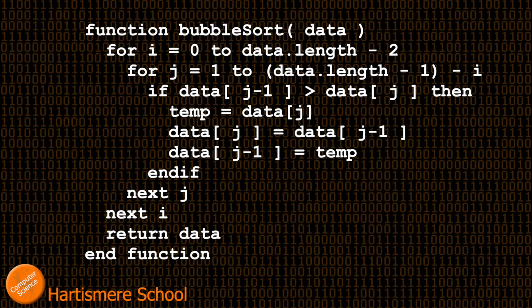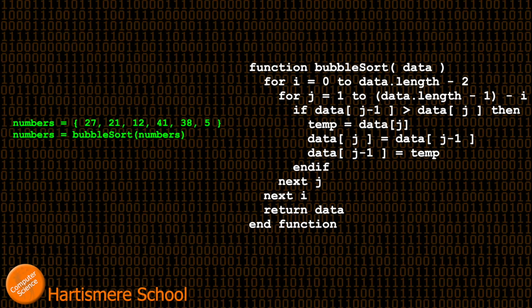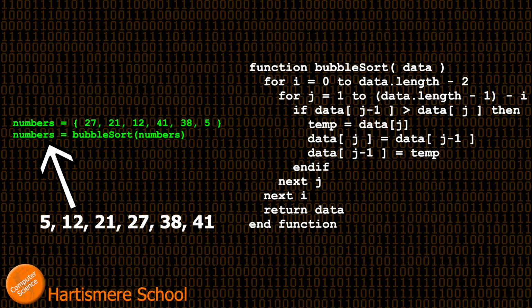Here, the bubble sort also has a parameter, data. So when I call bubble sort, as you can see from the left-hand side, I have numbers equals bubble sort, and then in brackets, numbers. When I call it, it's going to return back the sorted value. So the parameter I give it will be the array numbers, which has the values 27, 21, 12, 41, 38, and 5. The bubble sort will then sort that data and return it back in ascending order. So by the end of this run, the array numbers should hold the same data, but in ascending order of 5, 12, 21, 27, 38, and 41.